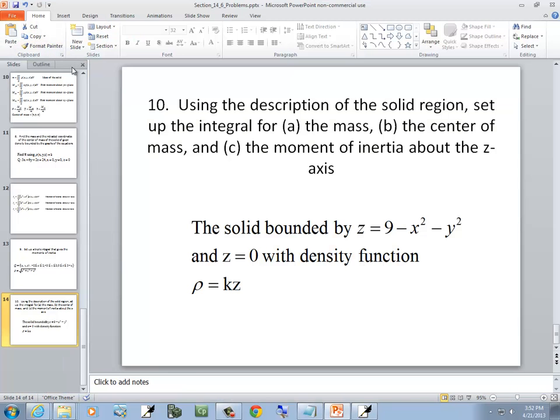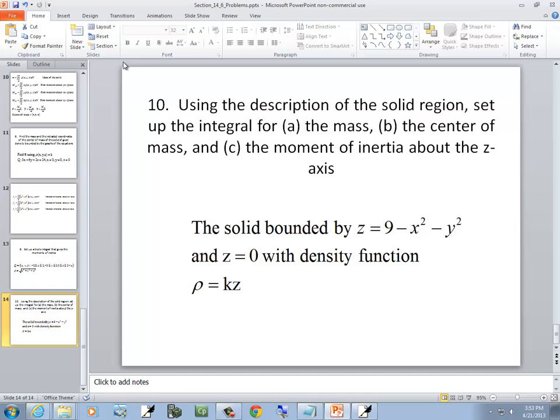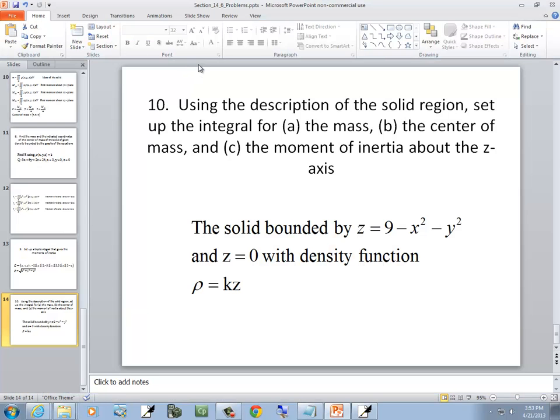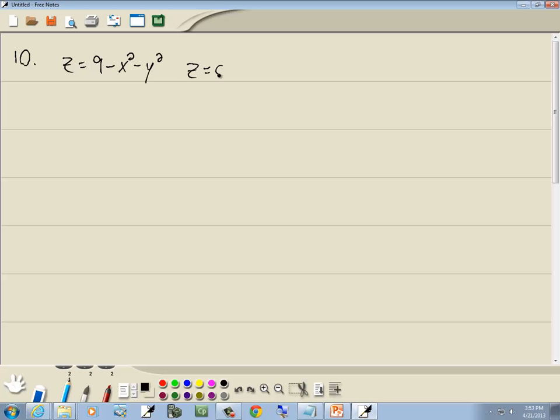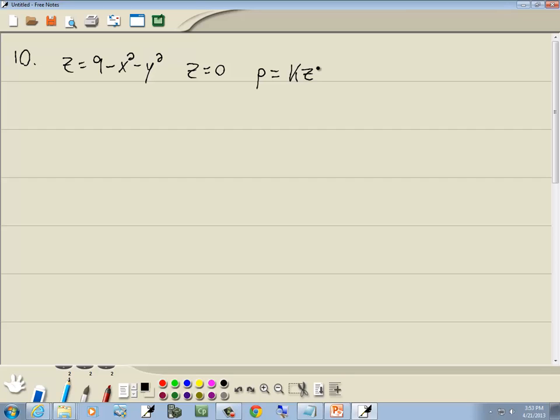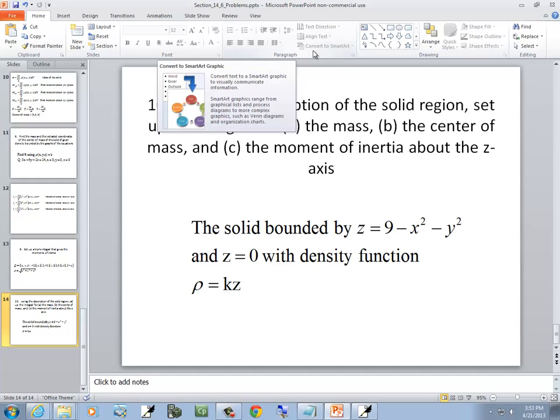Solid bounded by z is equal to 9 minus x squared minus y squared, z is equal to 0. And rho, our density function, is equal to kz. And it says, using the description of the solid region, set up the integral for the mass, the center of mass, and the moment of inertia about the z-axis.